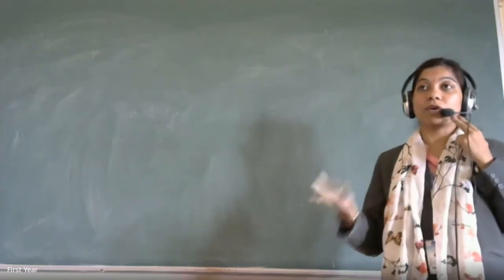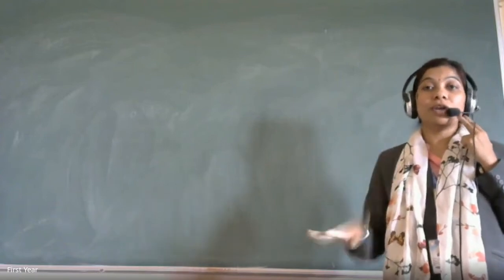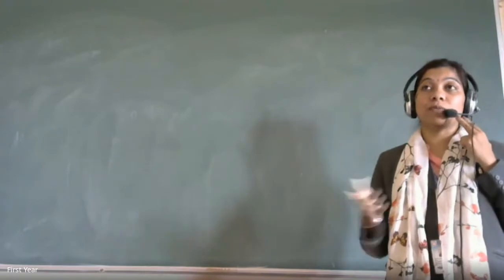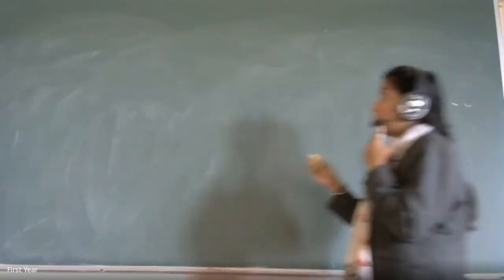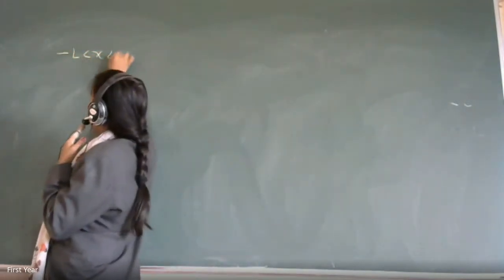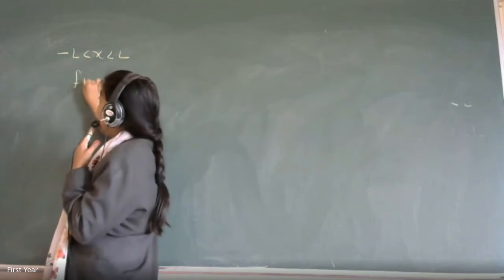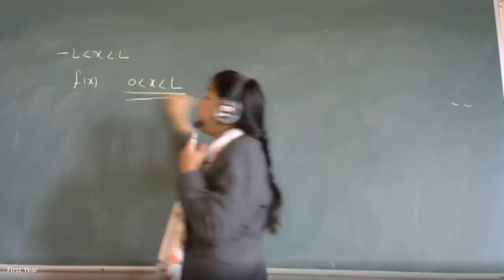A naught formula is 2 by L, 0 to L. An formula is 2 by L, 0 to L. Formulas are same. Expansion is also same. What is the basic difference? The interval. In the even odd function, it was given as minus n less than x less than n. But here f of x is defined for 0 less than x less than n. So only half range is given.